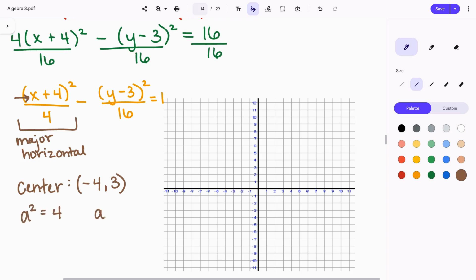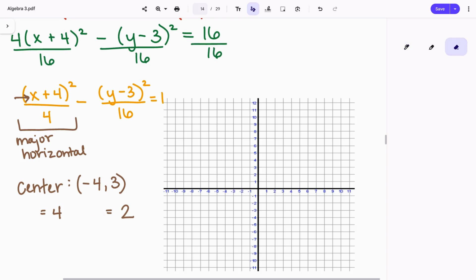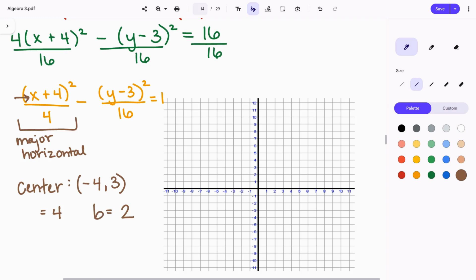So what's just a? Oh, I wrote that wrong. That's my b. Yep, I said that wrong. B squared is always the smaller of the two. So a squared should be 16. So a is 4.